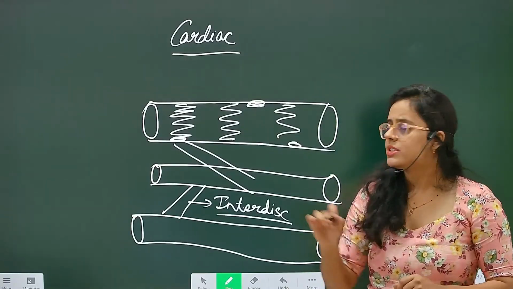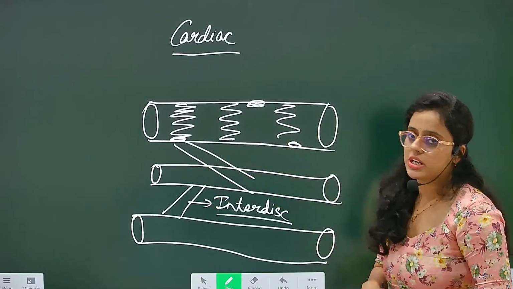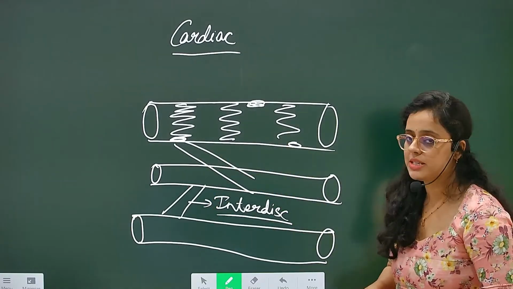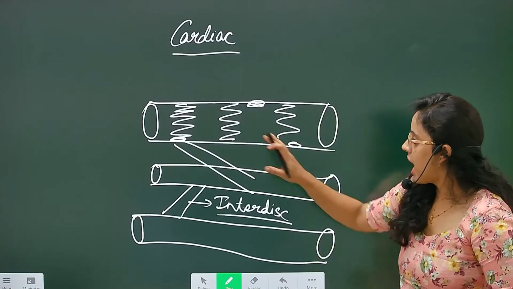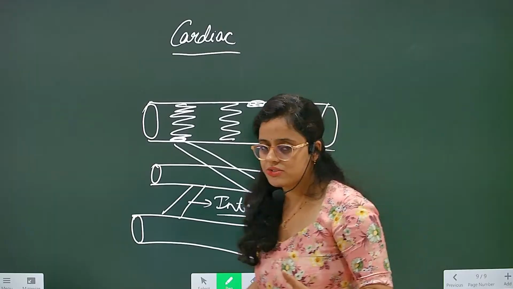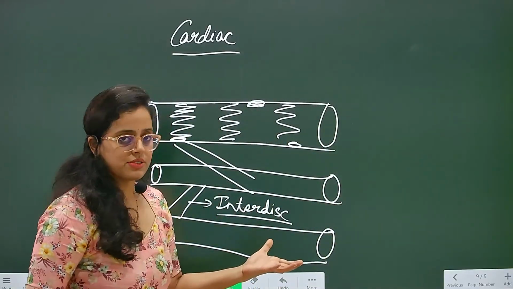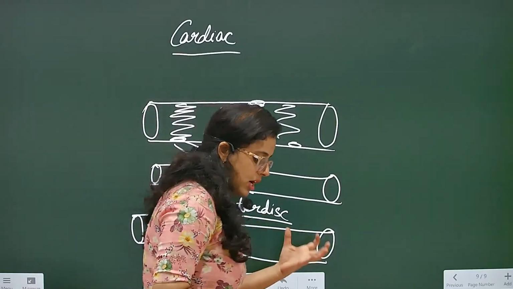Just change the names of the skeletal and cardiac muscles in the picture that is given in the CBC content. Okay, so they have striations. Now what is the action? The action is not voluntary, it is involuntary action, which is similar to the smooth muscles. So they are not under our control.